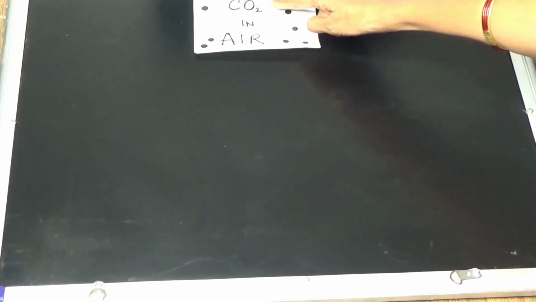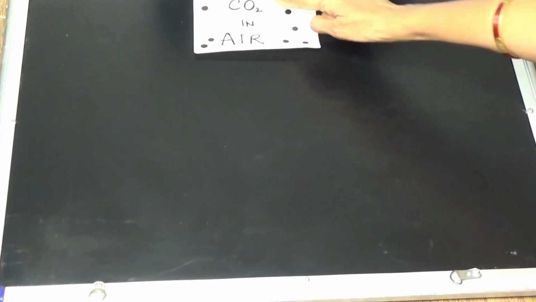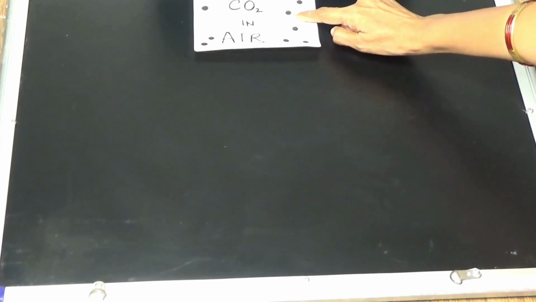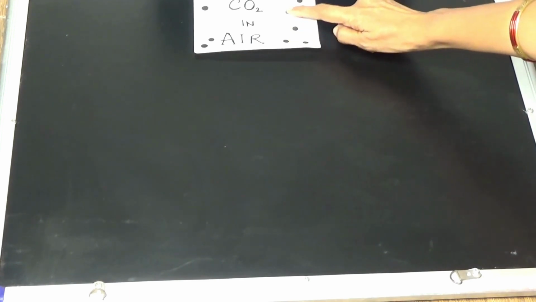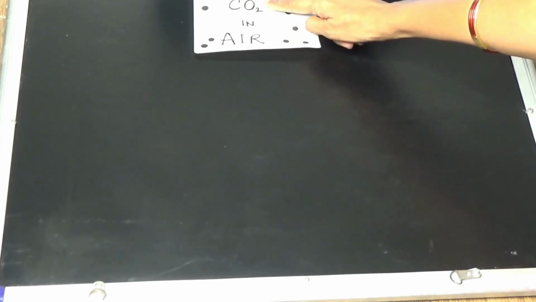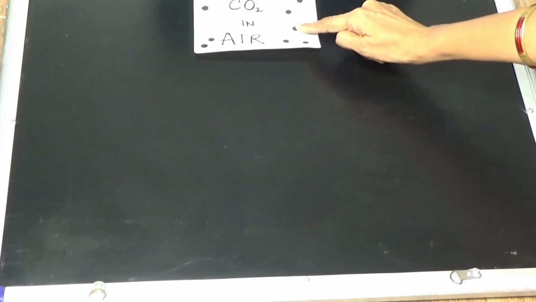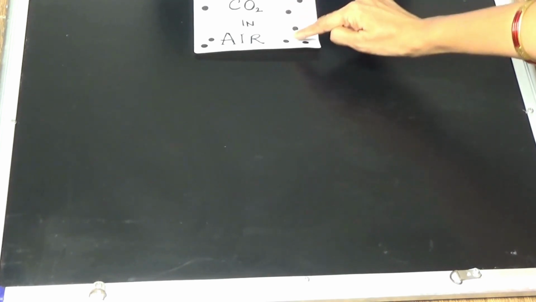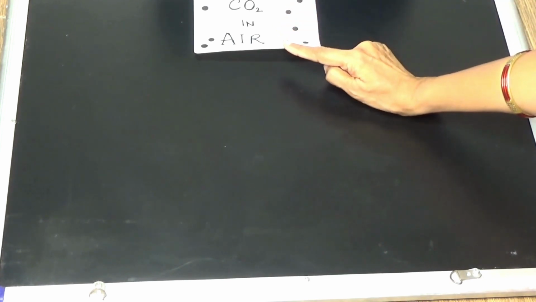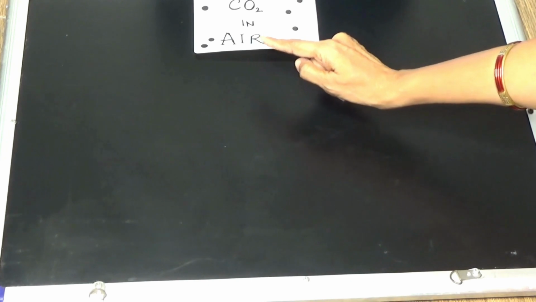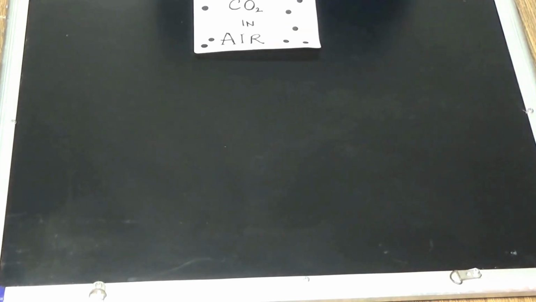We will talk about the carbon cycle today, where carbon is present in air as carbon dioxide gas, which has two oxygen molecules also. But since we are interested only in carbon and its cycle, we will be showing carbon as black dots or black bindis to show how carbon moves from one place to another. So this carbon dioxide gas in air will go through a cycle.